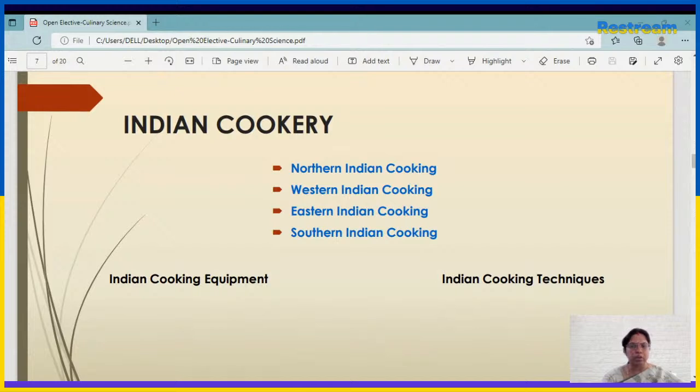Then bhuna. The method involves sauteing, that means stirring the foodstuffs so that it moisturizes and later caramelizes. Then dum. Dum is another one, where a pot or pan is kept at the bottom and the vessel is completely covered with a cloth or something, and on top of it you keep a heavy hot weight or something so that a heat vacuum is created.